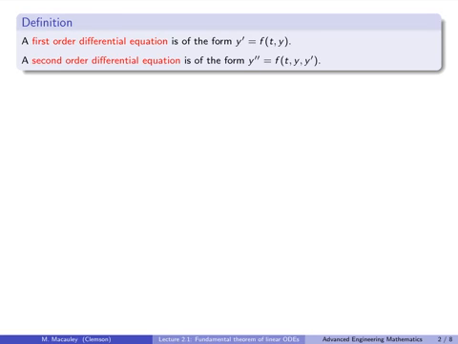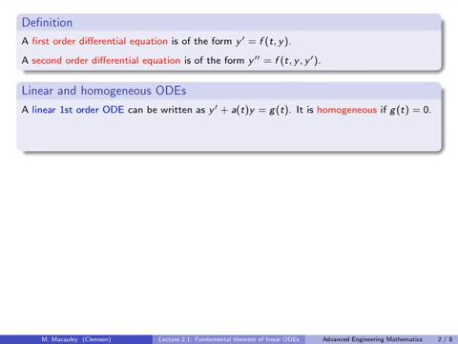Similarly, a second-order differential equation is of the following form. y double prime equals some function or expression involving t, y, and y prime. So you know this, of course. Here's something that you may have forgotten. This is what a linear and homogeneous ODE is.